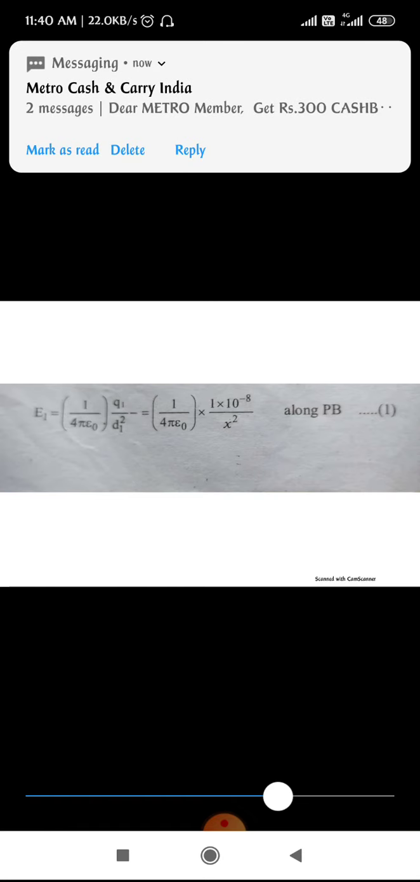I have displayed the same thing here. The formula comes out to be 1 by 4 pi epsilon naught into Q1 divided by D1 square. The value of 1 by 4 pi epsilon naught is already known, that is 9 into 10 power 9, and the value of Q1 is 1 into 10 power minus 8, and the D1 square value is nothing but x square, right? So don't do anything, just substitute the values. The direction of the electric field is along PB. Consider this as equation 1.